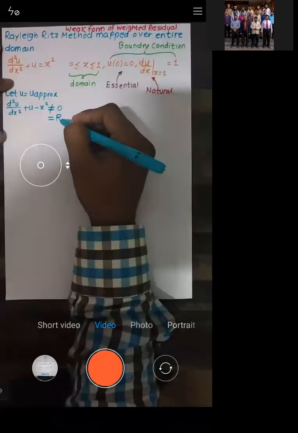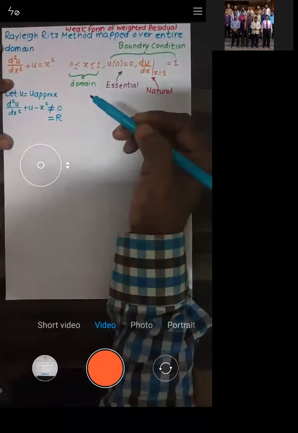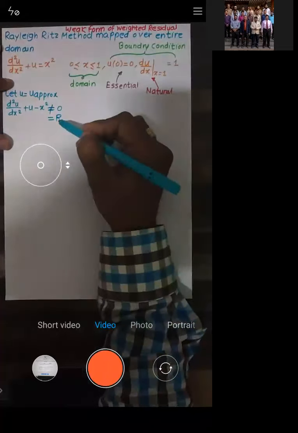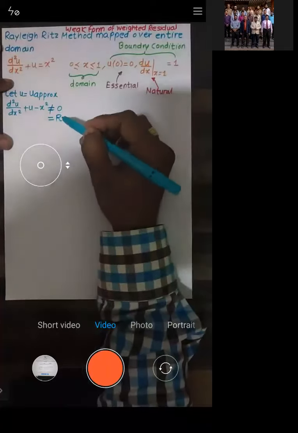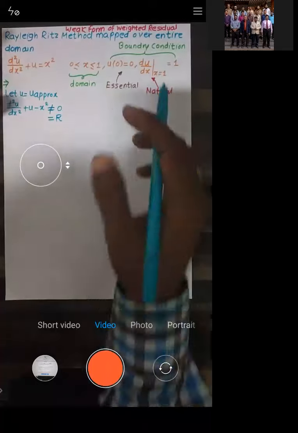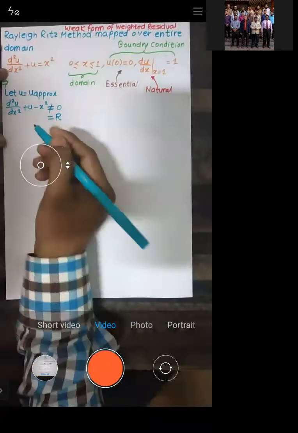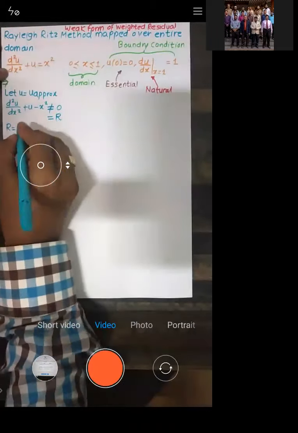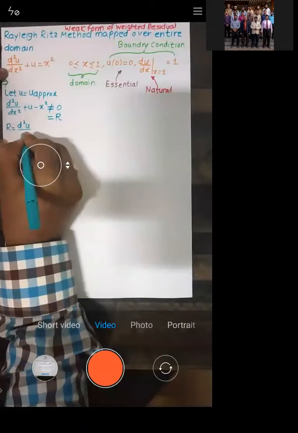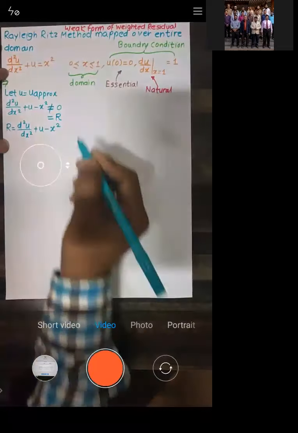Residue is error, so we want this residue to be equal to 0. We are interested in making the residue equal to 0. When the residue is 0, that means when the error is 0, we will get the exact answer. So I'll rewrite the equation for R. R is given by d square u by dx square plus u minus x square. This is the value of R.